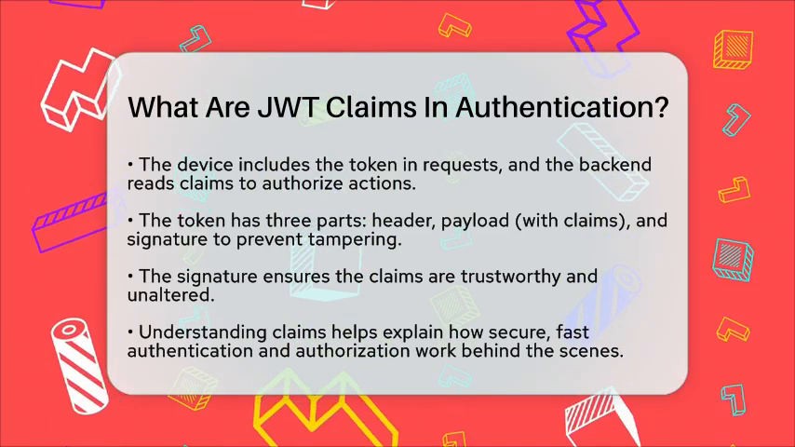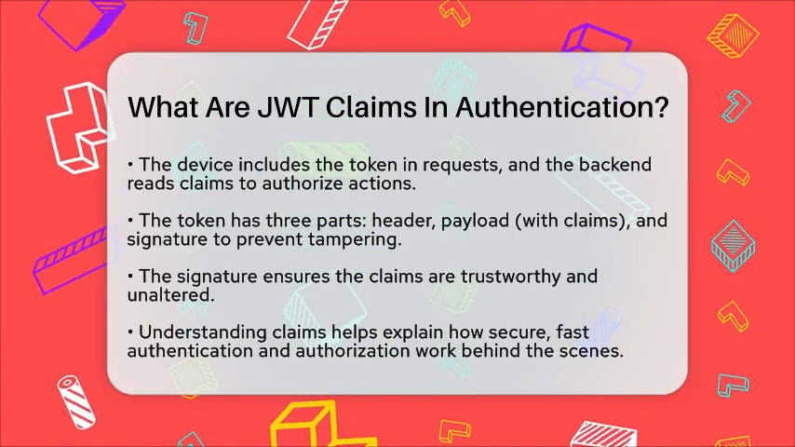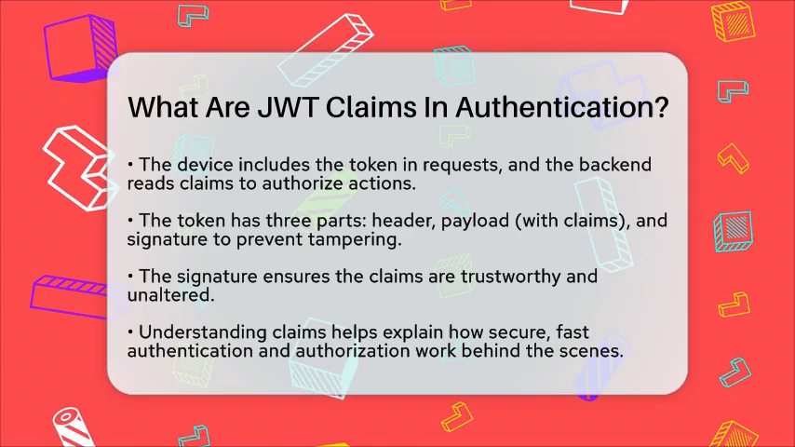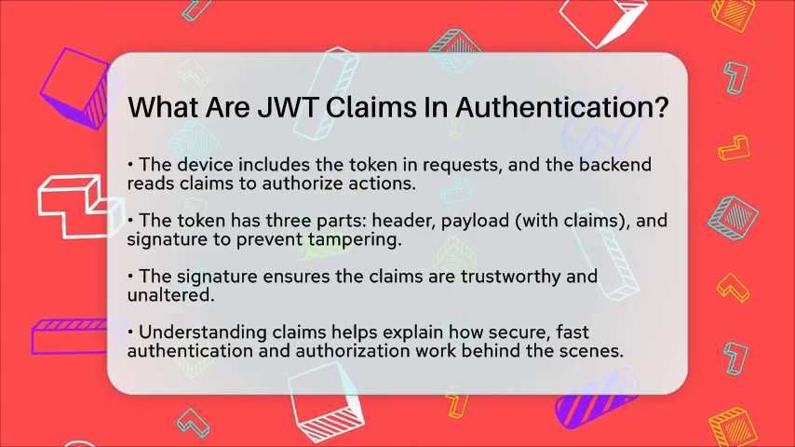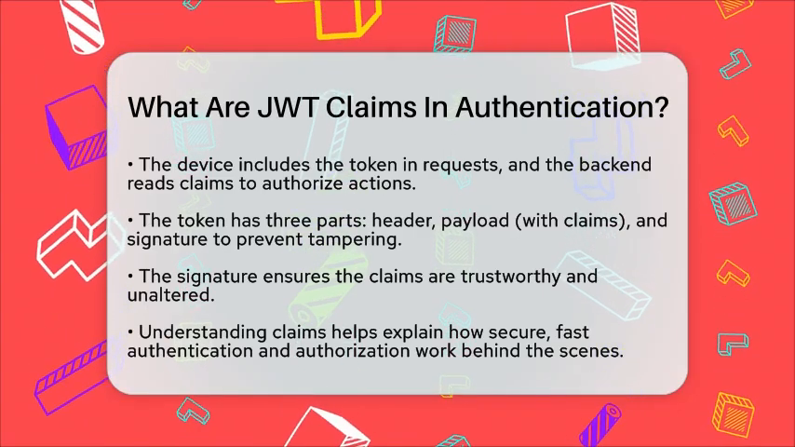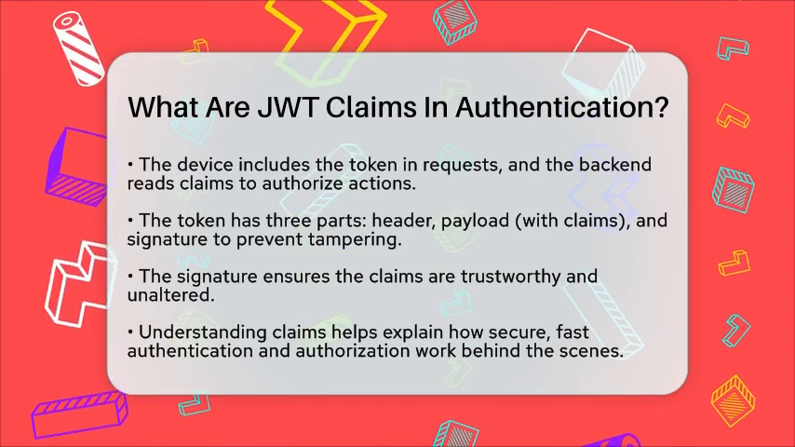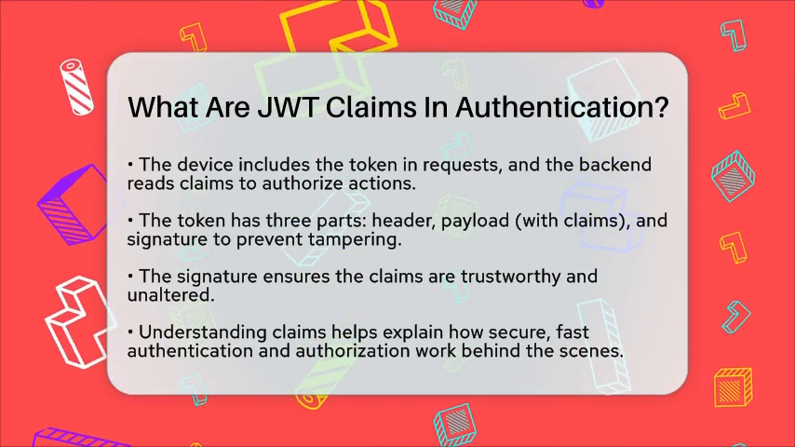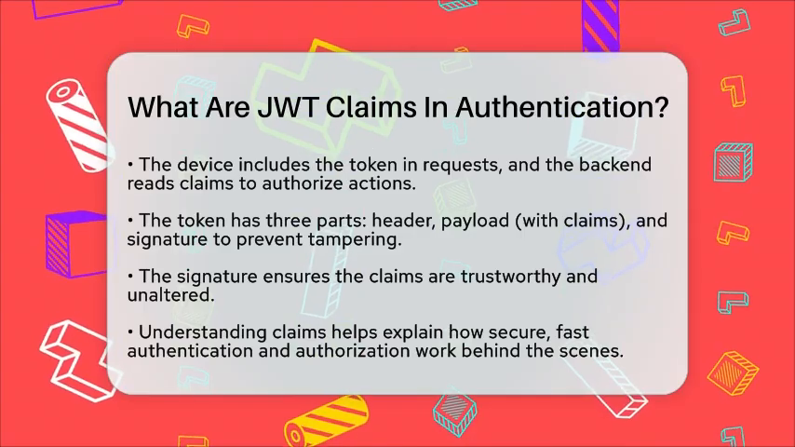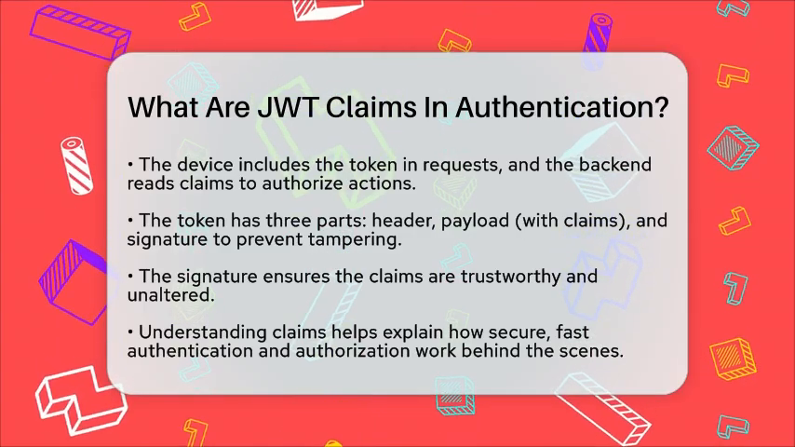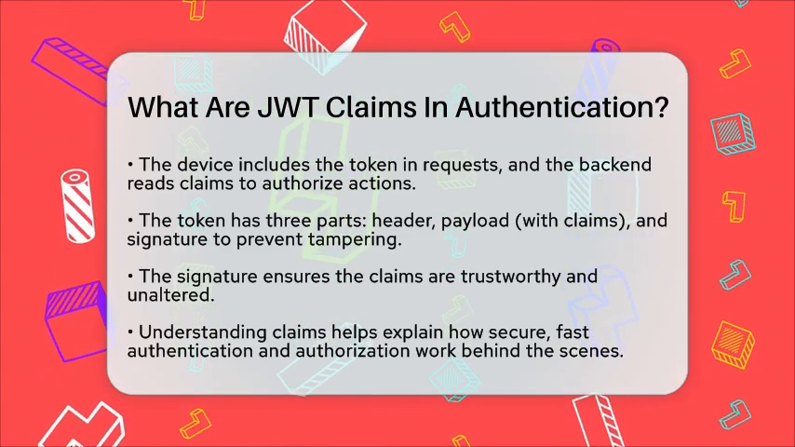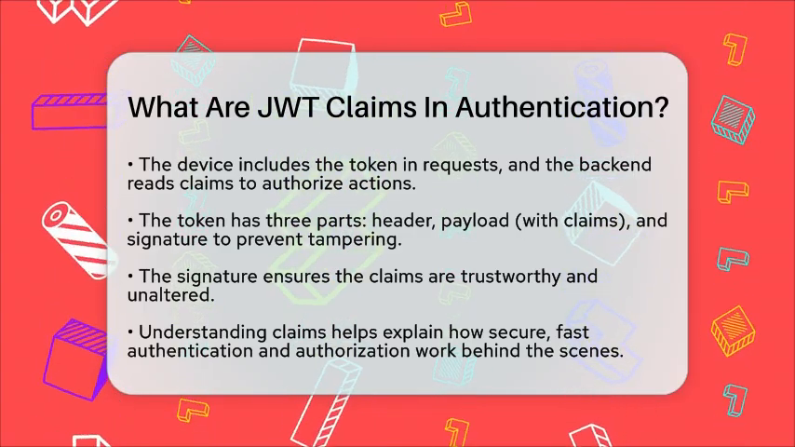In simple terms, JWT claims are the pieces of information inside a token that tell the system who you are and what you're allowed to do. They are the backbone of secure and efficient authentication and authorization processes. When you understand how claims work, you see how they help keep your data safe while making digital interactions smooth and fast.